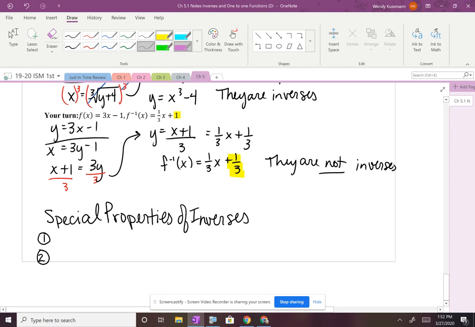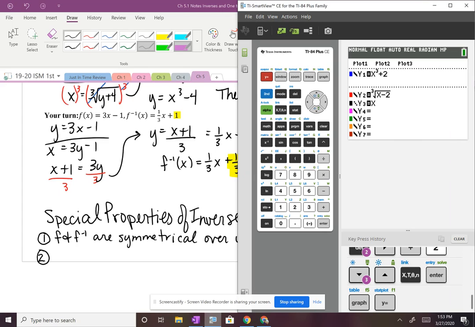While wrapping up 5.1, I wanted to talk about a couple of special properties of inverses. One of the special properties is that f and f inverse are symmetrical over the line y equals x. So if you graph a function and its inverse, one of them is a reflection over the line y equals x. I'm going to show you an example right here. This is one of the examples we did earlier, x cubed plus 2 and the cubed root of x minus 2. We did find those inverses, so we know for sure they are inverses.